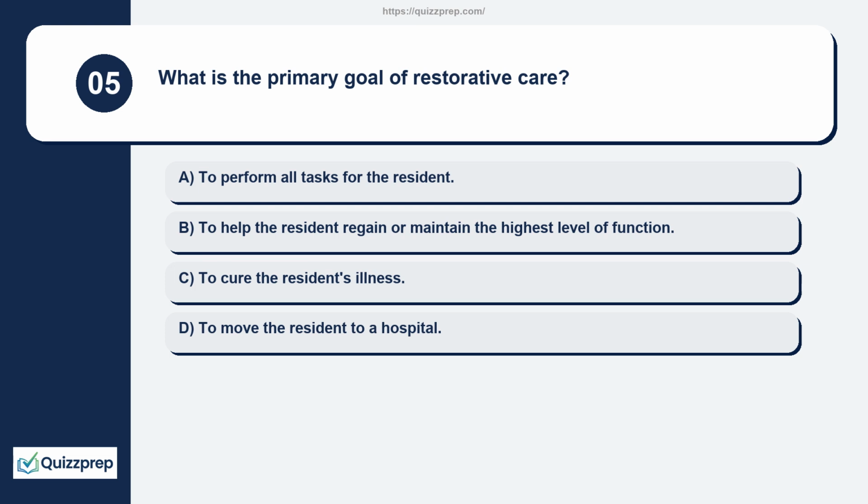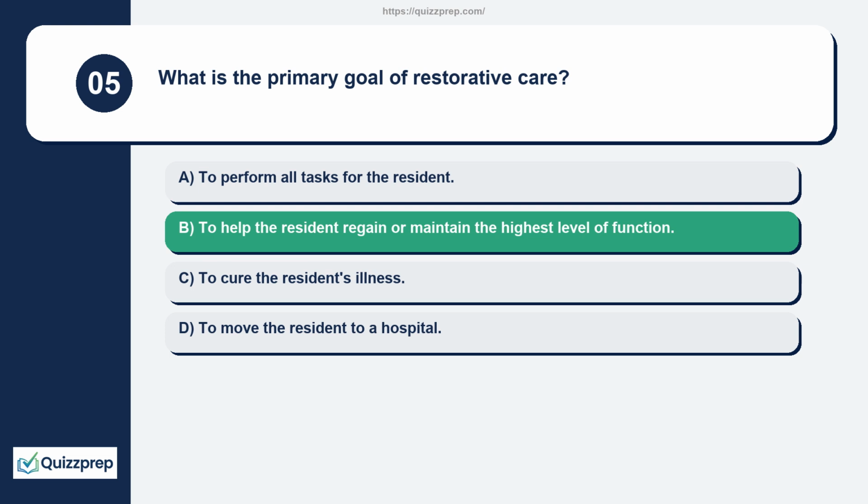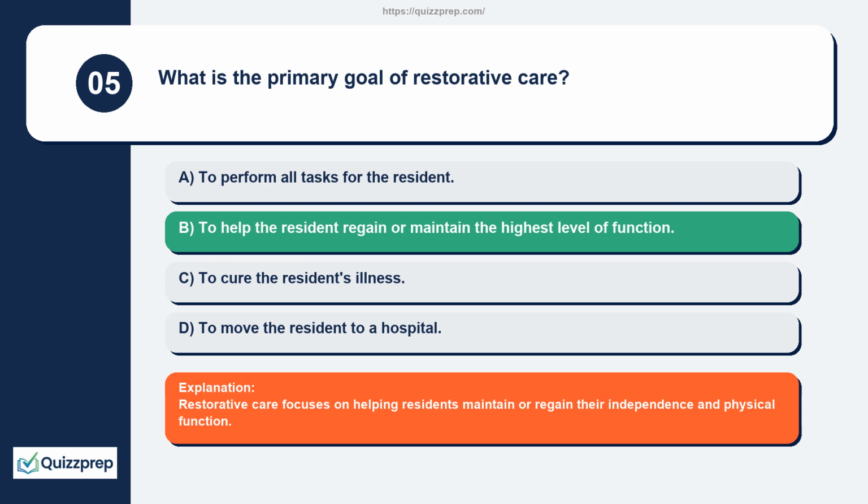Question 5. What is the primary goal of restorative care? To perform all tasks for the resident, to help the resident regain or maintain the highest level of function, to cure the resident's illness, to move the resident to a hospital. Restorative care focuses on helping residents maintain or regain their independence and physical function.